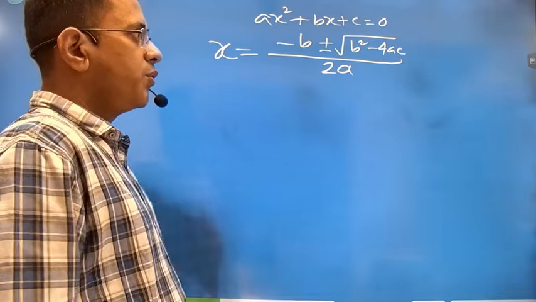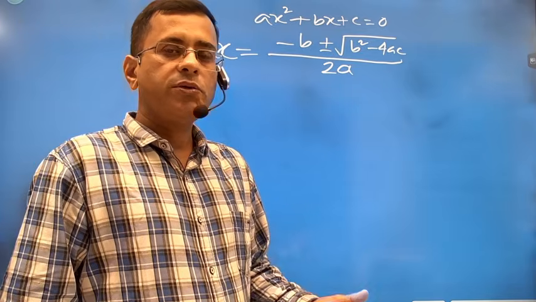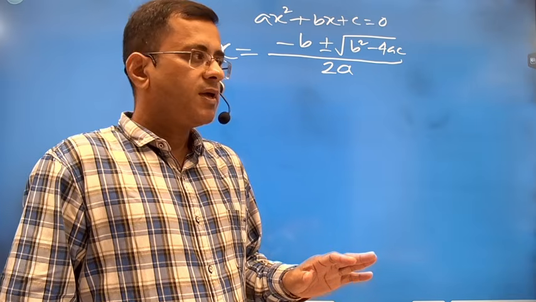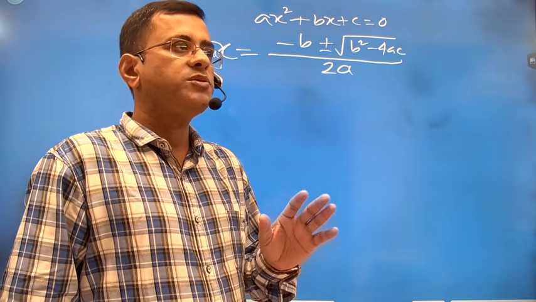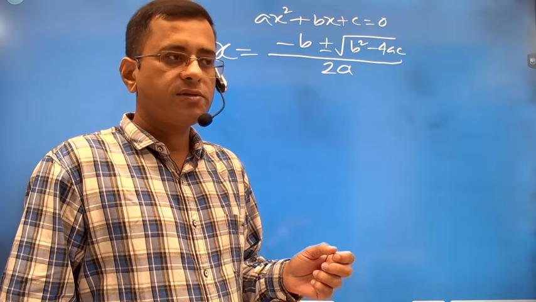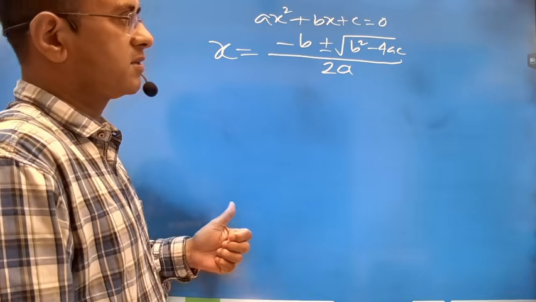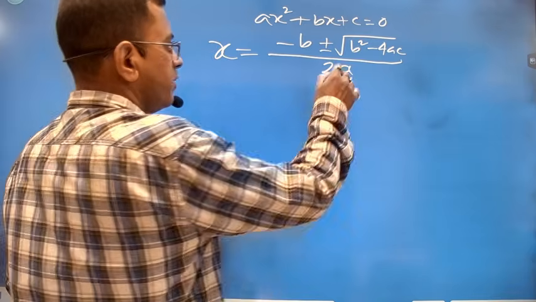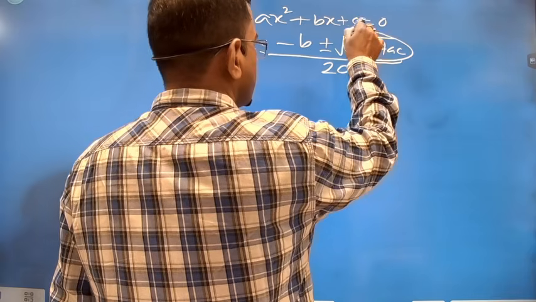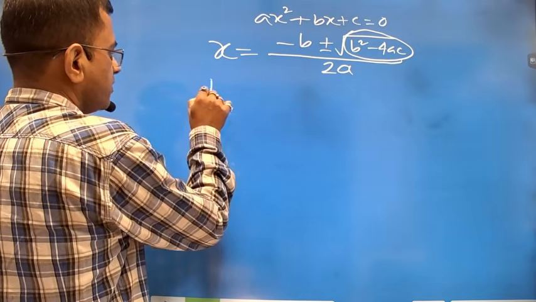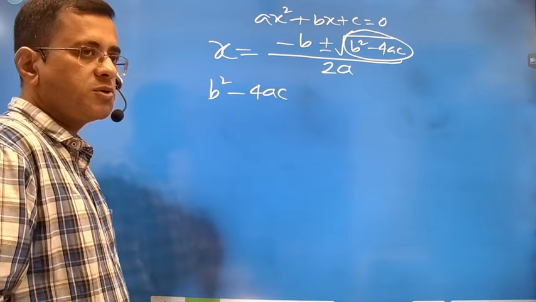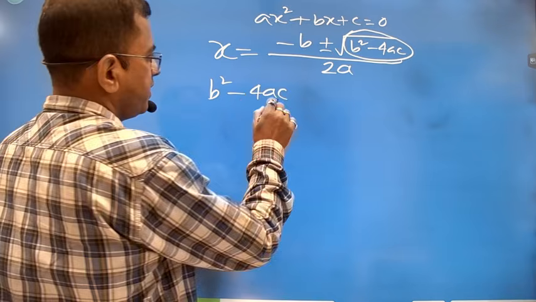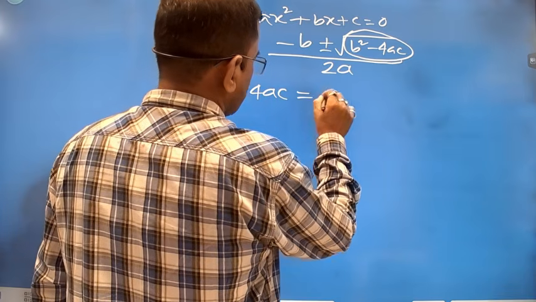We know that a quadratic equation has two roots. Sometimes we get real roots, sometimes we cannot get real roots. The nature of the roots is determined by the component b square minus 4ac. So b square minus 4ac determines the nature of the roots, and it is called the discriminant.